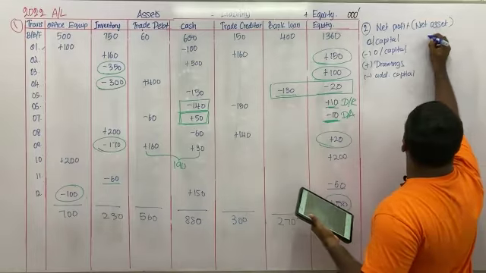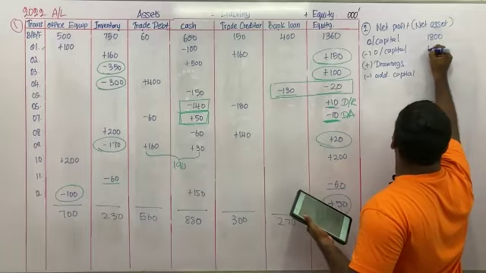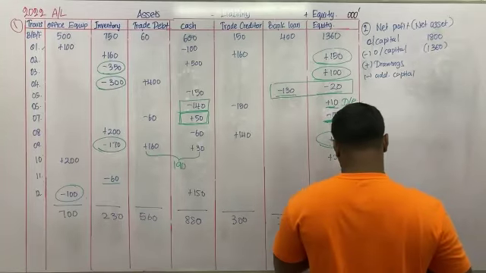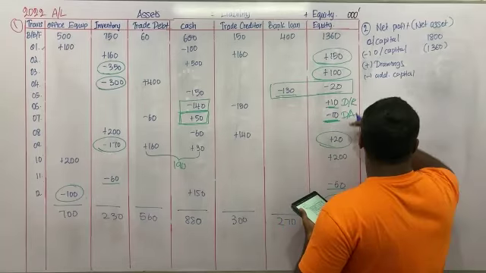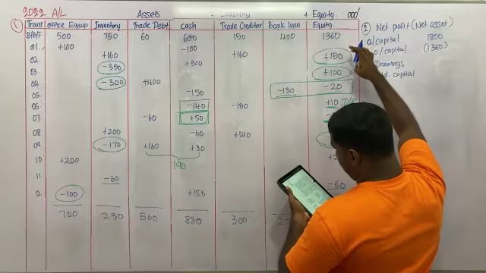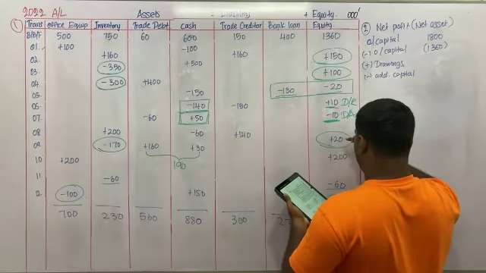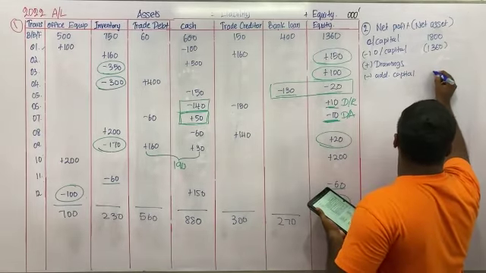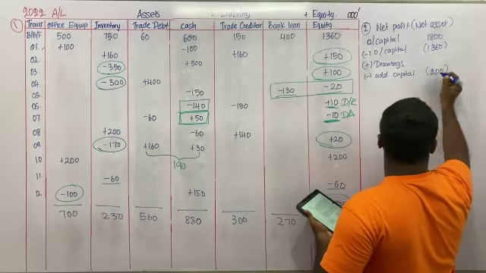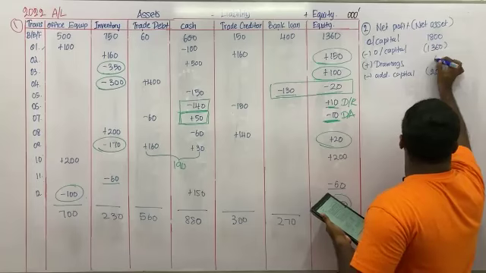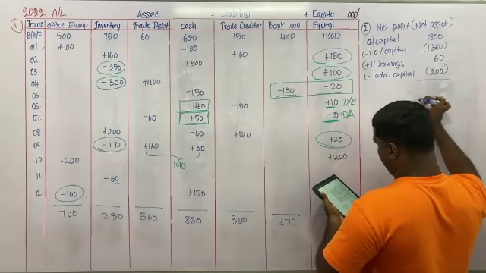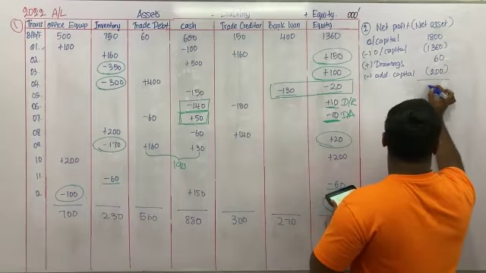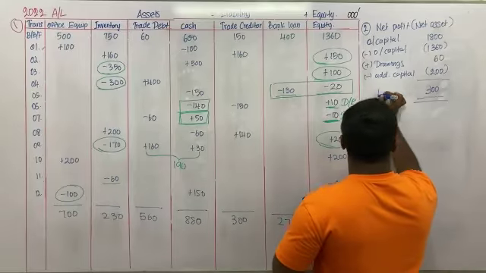Closing capital is 1,800. Opening capital is 1,360. Okay. And additional capital, this is the additional capital transaction number 10. Additional capital 200. Drawings is 60. After that, 300 will be the net profit.